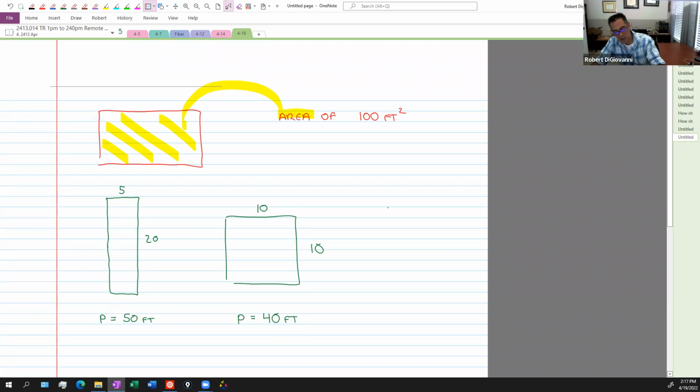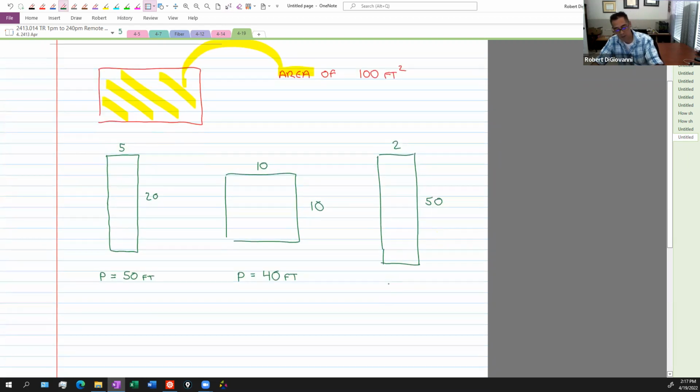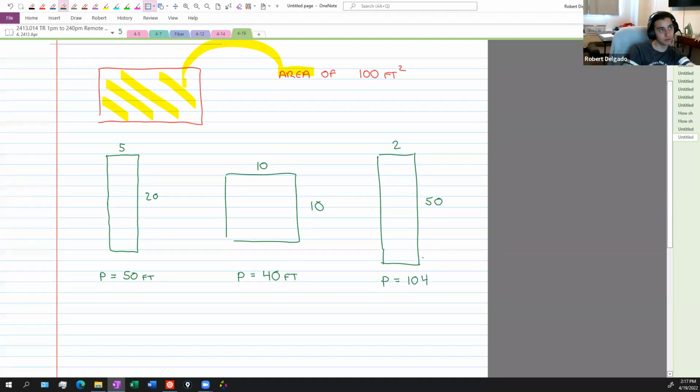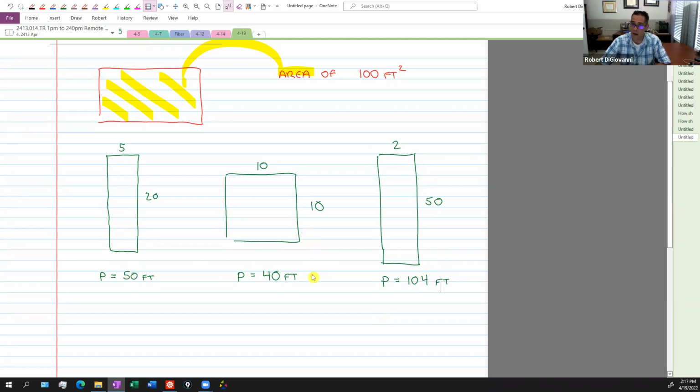And then there's some other extremes. Like, what if I did it this way? What if I decided to do 2 and 50? I could do that, right? 2 and 50. That would give me 100 square feet. How much fence am I going to use here to go around? 104. Right? Fence is expensive. I definitely don't want to go buy 104 feet of fence, right? If I could do 50, but I don't want to do 50 if I could do 40, right?